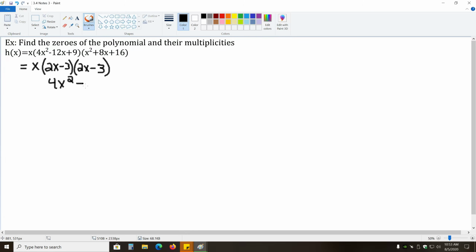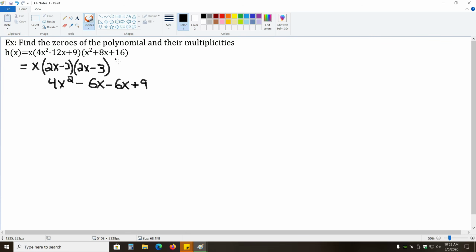2x times negative 3 is minus 6x. Negative 3 times 2x is minus 6x. Negative 3 times negative 3 is plus 9. So we get 4x squared minus 12x plus 9. That does check out. That is what we were looking for.